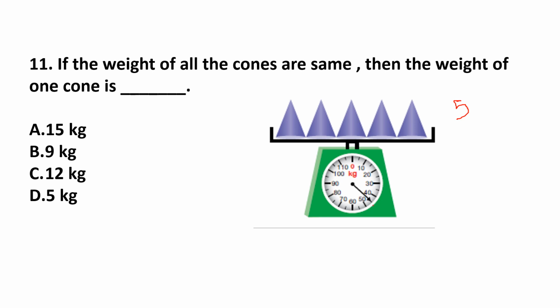So weight of one cone is 45 divided by 5. 5 times 9 are 45. So answer is 9. The weight of one cone is 9 kg. Answer option B.